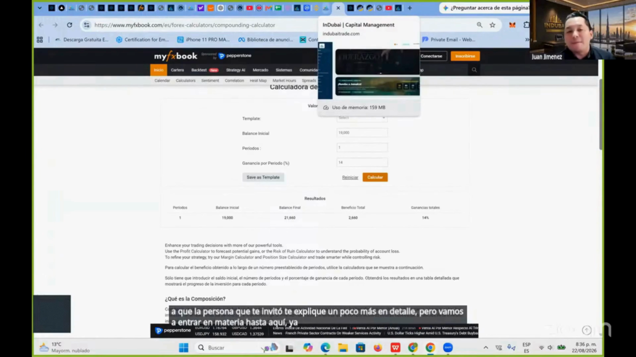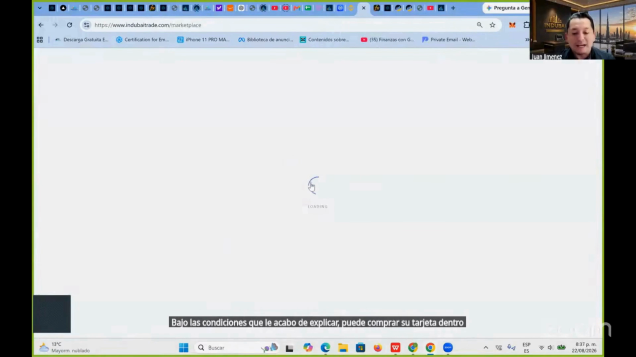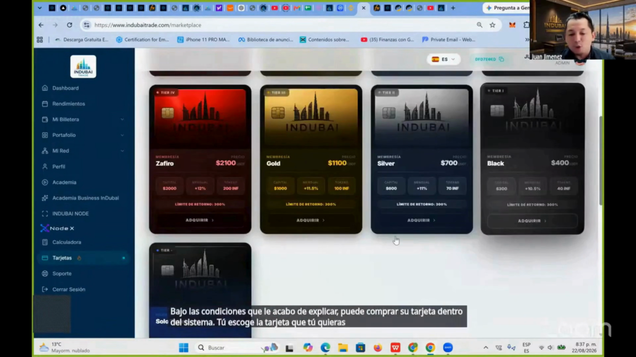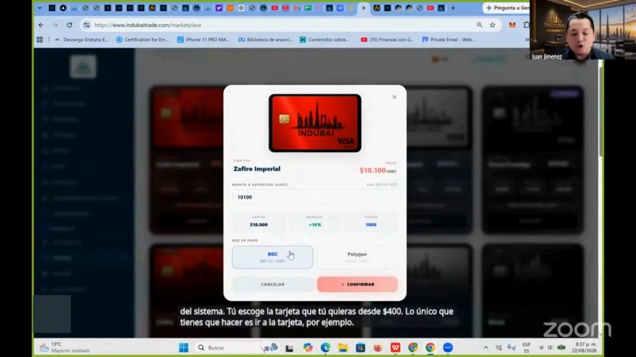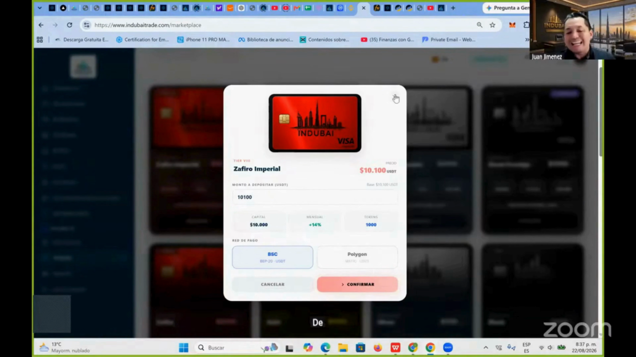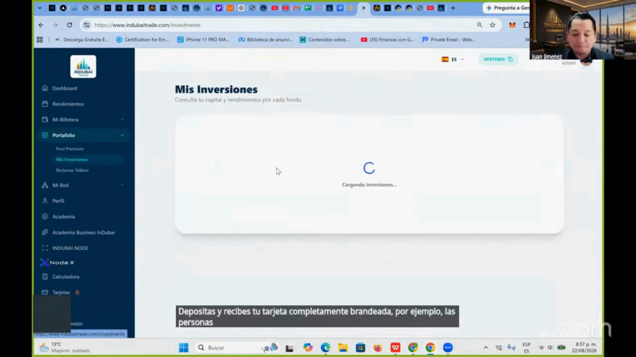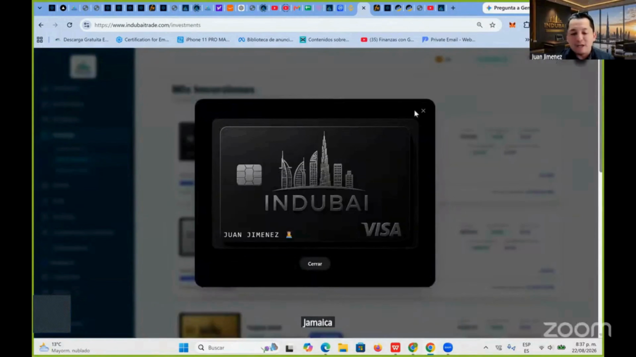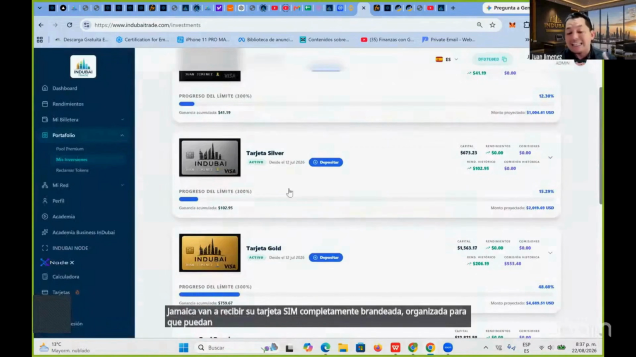Now, regarding the investor side, for those people who only want to invest, to put their money to work under the conditions I just explained, you can buy your card within the system. You choose the card you want starting from $400. The only thing you have to do is go to the card, for example, the 10,000 one, choose how you are going to pay, on Polygon or on Binance Smart Chain deposit, and you receive your fully branded card. For example, the people who are going to Jamaica right now will receive their card like this, completely branded and organized, so they can have it. You can acquire as many as you want.